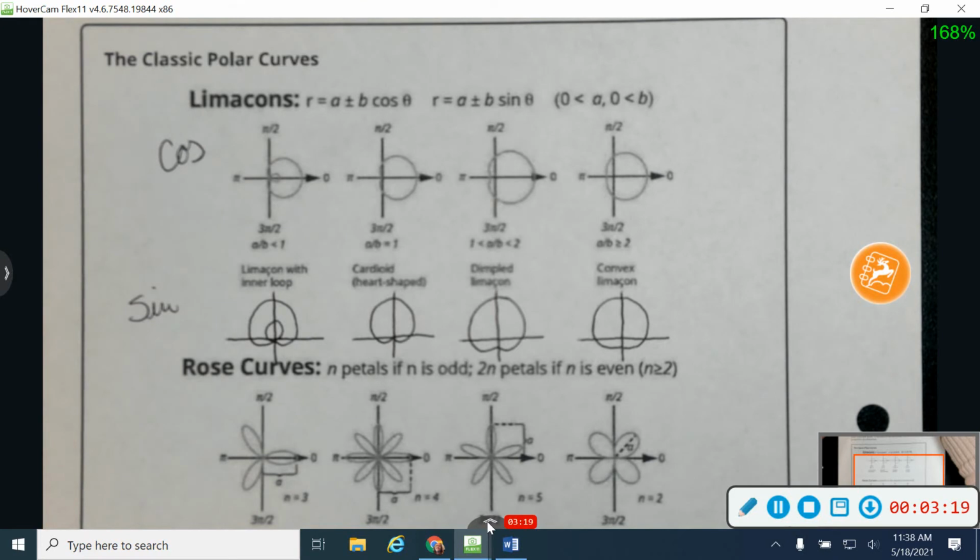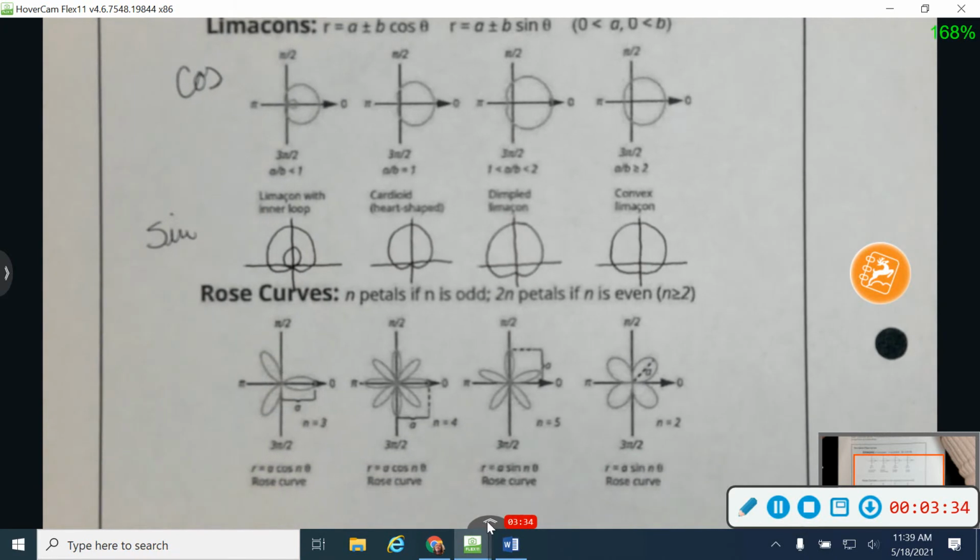The cardioid goes through the pole, goes through 0, whereas the dimple does not touch the pole. Yes, I know. It's a little hard to see on these pictures because it's really small. Good question.